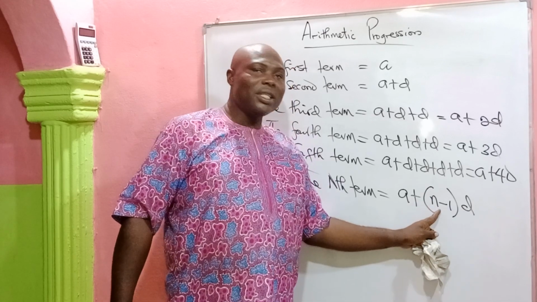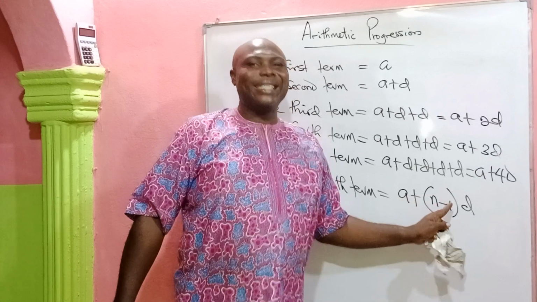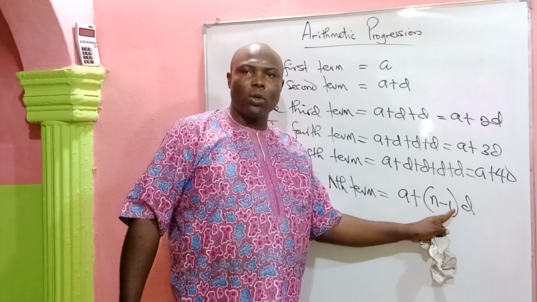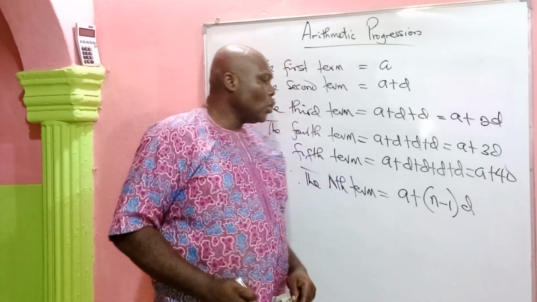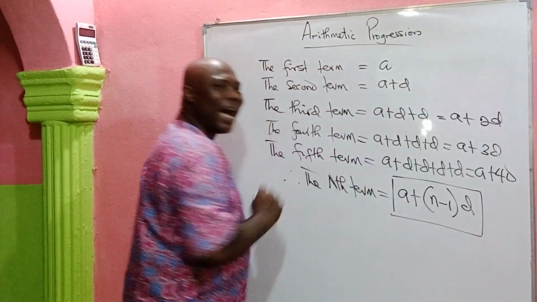If you need the seventh term, it will be 7 minus 1 to give us 6, so that will be a plus 6d. If you need the 10th term, it will be a plus 10 minus 1, which is 9, so that will be a plus 9d, and so on. So that is the general formula for finding the nth term of an AP series.